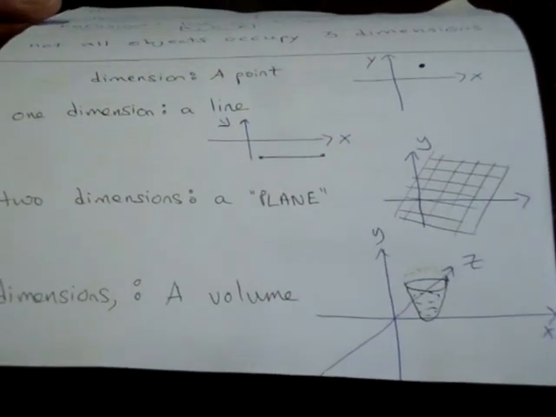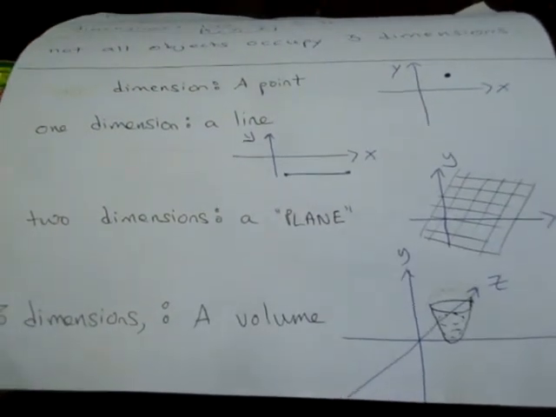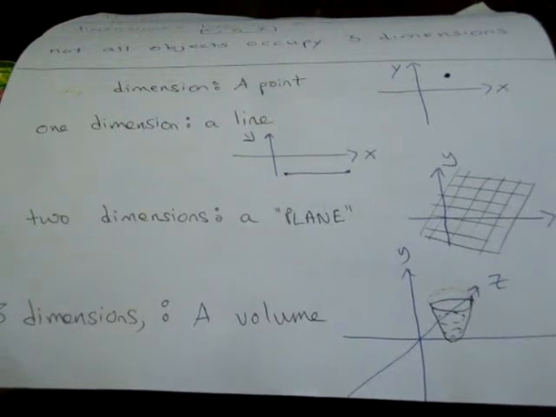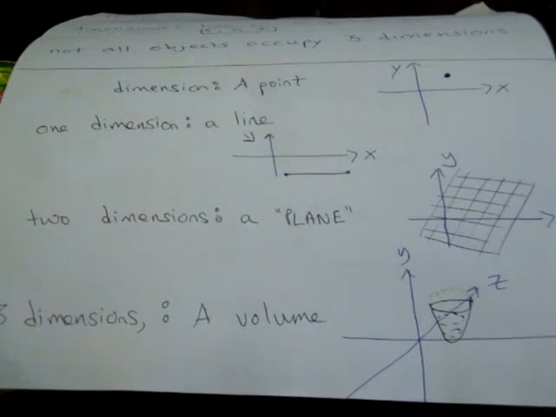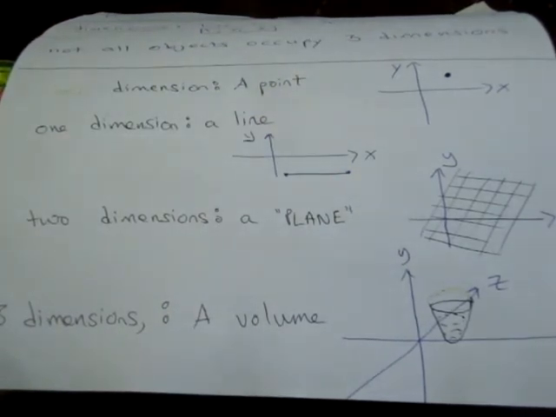Next, what occupies two dimensions? Two dimensions occupy an area. An area is also called a plane. So here I have the X and the Y, and together they make a plane. Now, let's see if we can visualize these. So I'm going to take a sheet of paper.